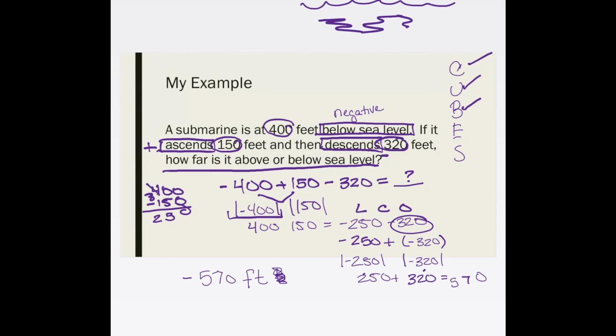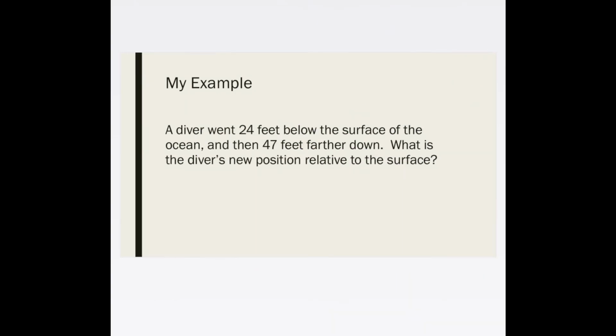Okay. Let me start over again. If we say negative 570 feet, we don't have to add below sea level. We could say 570 feet below sea level also. But we don't really say negative 570 feet below sea level because that doesn't really make any sense. It's a double negative, and we know that's against the rules in English, and it doesn't make sense here in math. Okay? All right, let's look at a new problem.